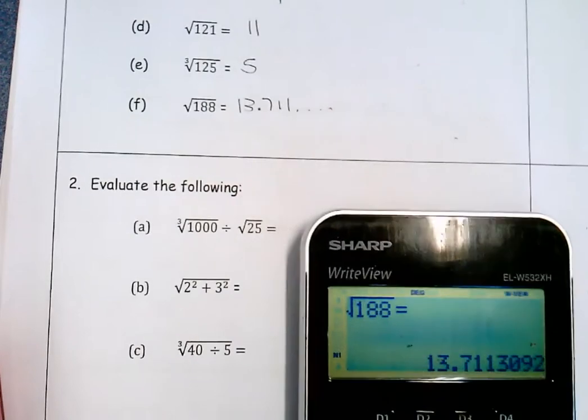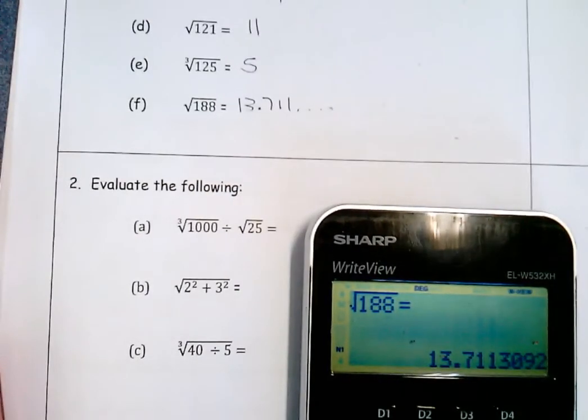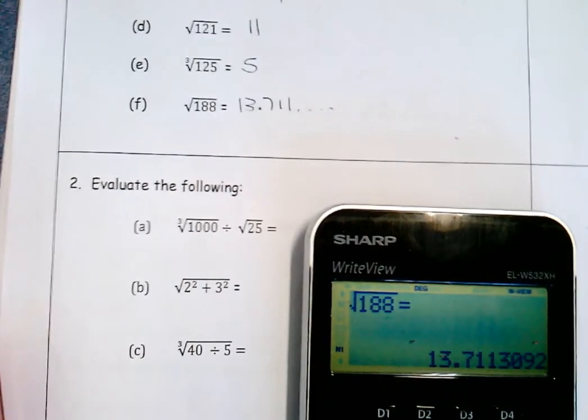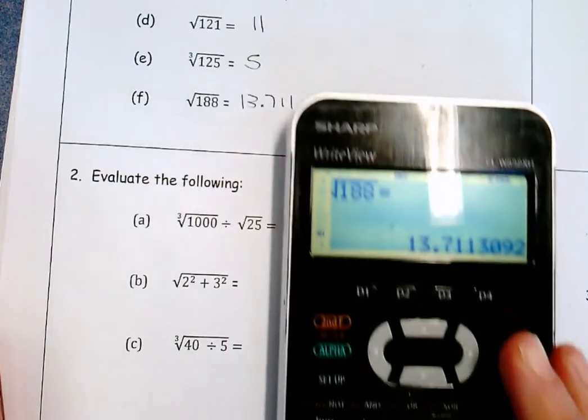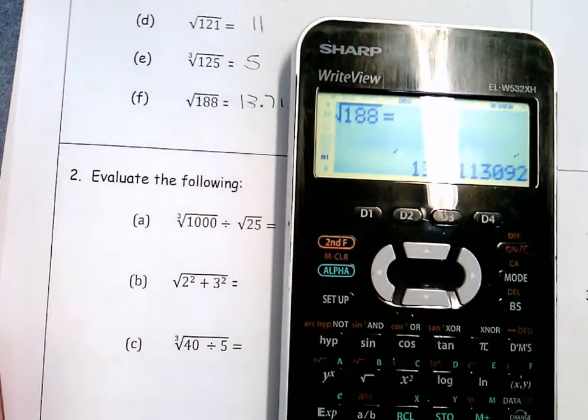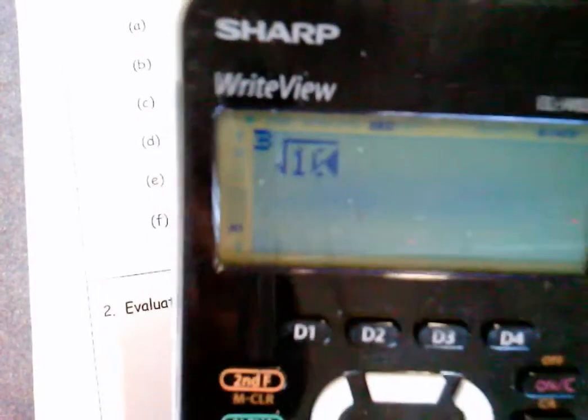And we've got cubed root of 1000 divided by square root of 25. So to do your cube root, remember, your cube root button is there, so you have to press second function. So second function cube root, and you can see cube root of 1000.